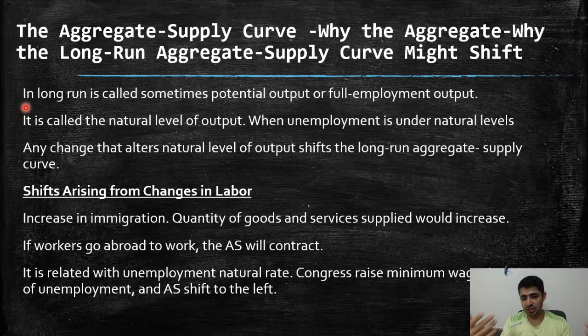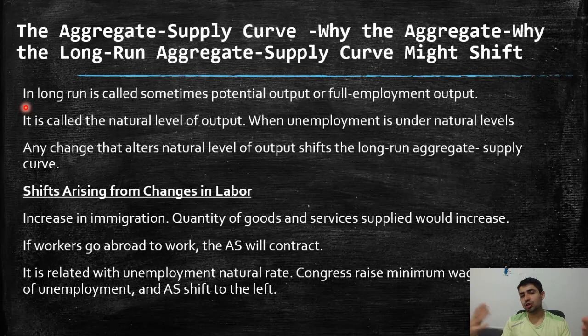So what are the changes that shift this long-run curve to the right or to the left? The first situation could be related to changes in labor. Imagine an increase in immigration, like what is happening now in Europe, for example. The quantity of goods and services supplied would increase if Europe can integrate these people into the labor force and provide human capital. Then in terms of productivity, they can reach a better standard of living and be more productive for the economy.